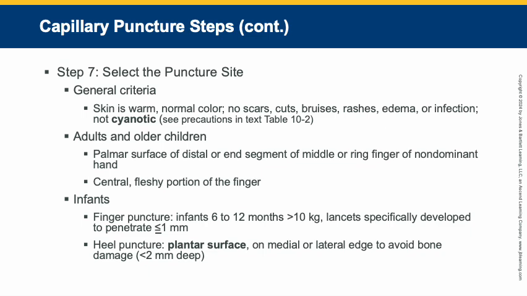Adults and older children. The site for capillary puncture on them older than 1 year is the palmar surface of the distal segment of the middle or ring finger of the non-dominant hand. Fingers on the non-dominant hand are typically less calloused. The puncture site should be in the central fleshy portion of the finger, slightly to the side of the center and perpendicular to the grooves in the spiral pattern of the fingerprints. Finger puncture precautions are summarized on Table 10.3 in your book on page 361.